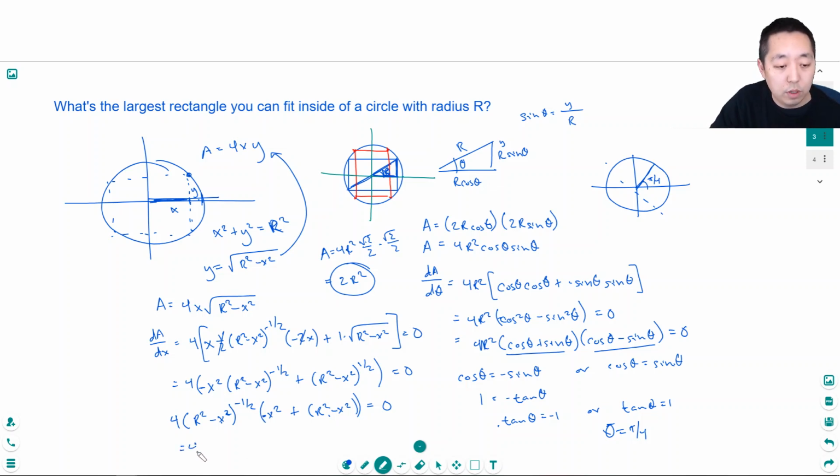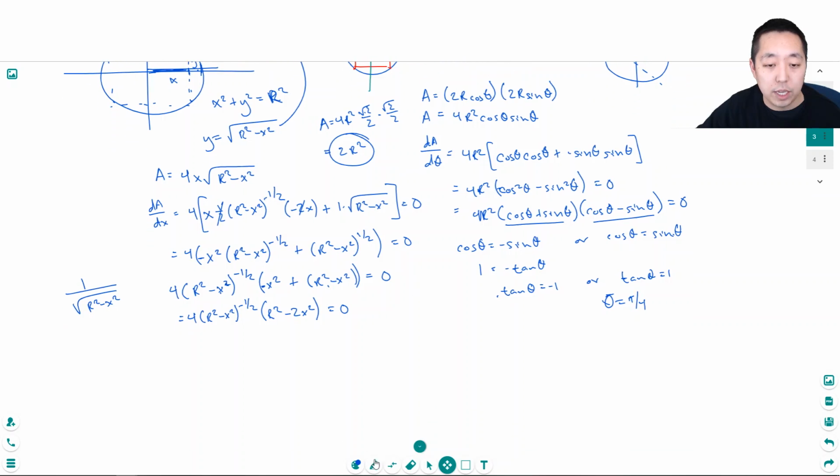Okay, so I get 4 times r squared minus x squared to the negative 1/2 times negative x squared plus r squared minus x squared. So this is r squared minus 2x squared. Now, this one can't ever be 0 because this part is really 1 over the square root of r squared minus x squared. Right? And this quantity can't ever be 0. So when I set it equal to 0, 4 can't be 0, this can't be 0, then this has to be 0. So what I get is r squared minus 2x squared has to equal 0.